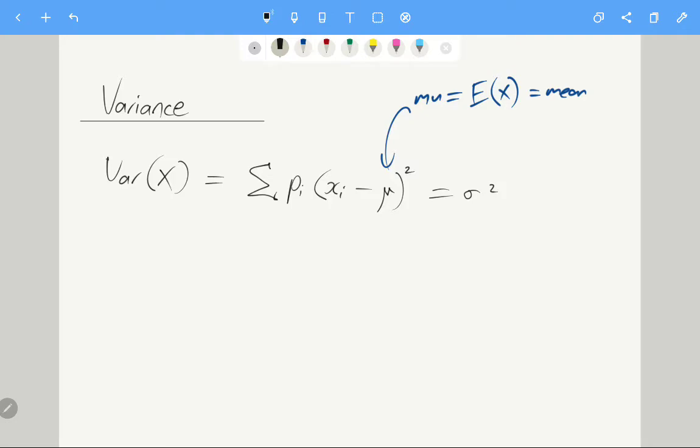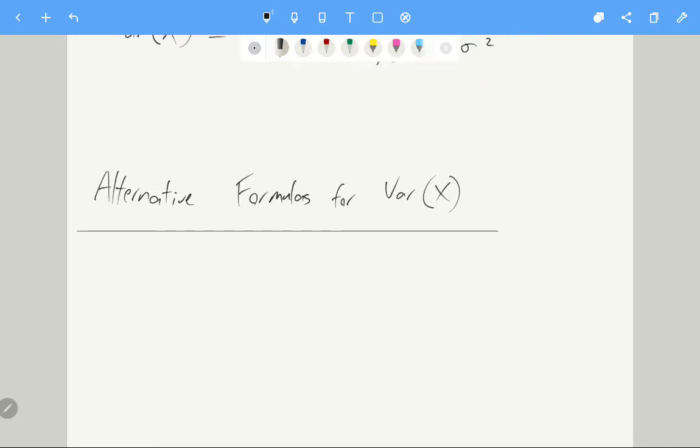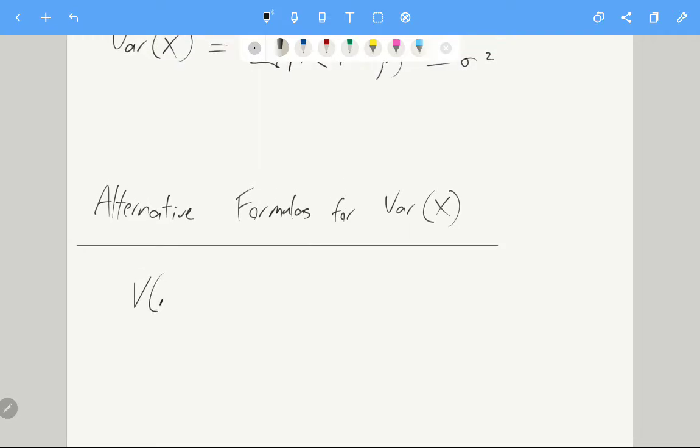Now, for a bunch of reasons, there are many ways that we can represent this piece of information. This is one particular formula. This is the one that's on the formula sheet. However, there are many other ways of calculating this. So some alternative formulas for Var x include: we can calculate Var x as being the expected value of x minus mu squared.